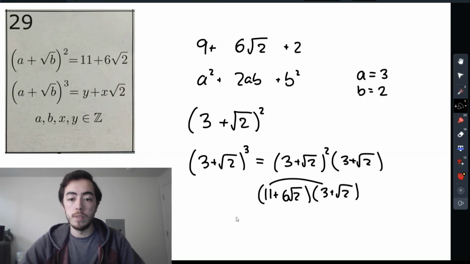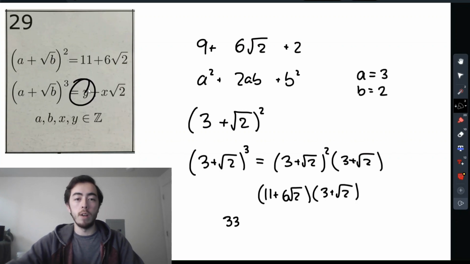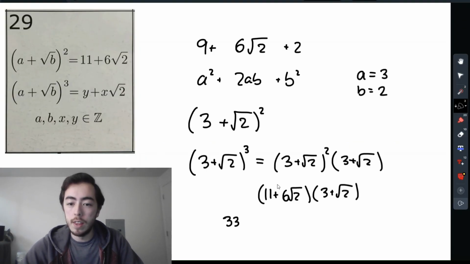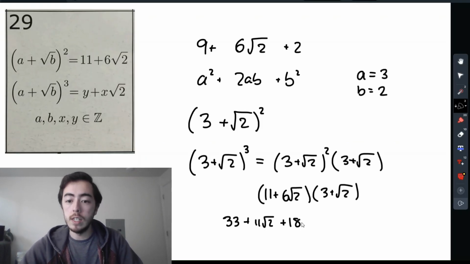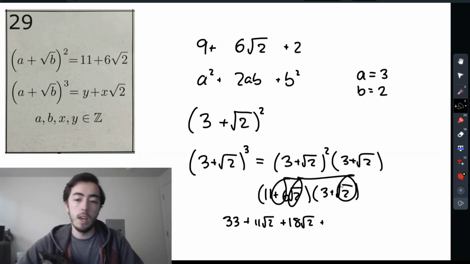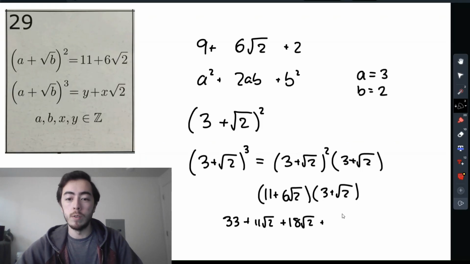So from first times the first, we get 33. Not really important because this is going to be part of our y value, but hey, why not? Let's do it all the way. This right here gives us plus 11 root 2. These two together give us plus 18 root 2. And then finally, last times the last, we get 6 times root 2 times root 2. And those two square root of 2's can combine to be just the number 2. And so overall, we get 6 times 2, which is 12.